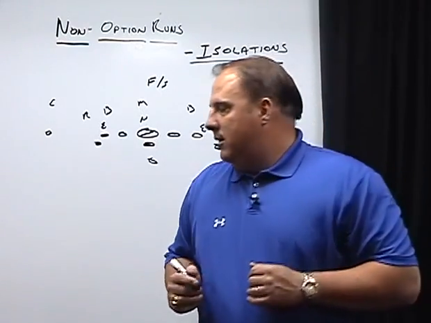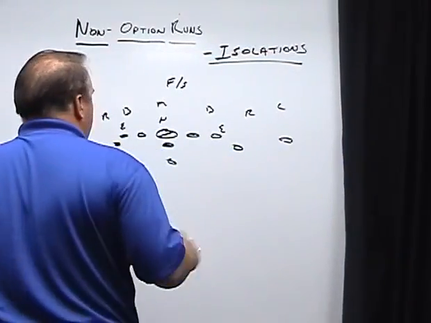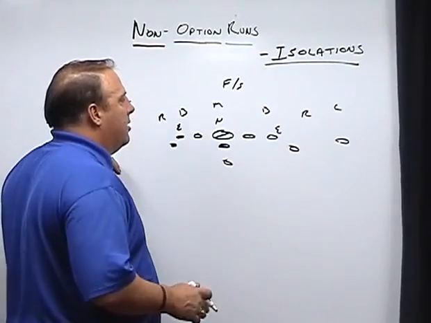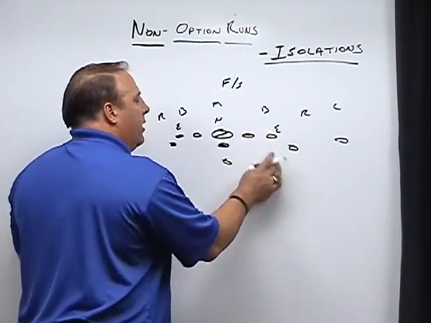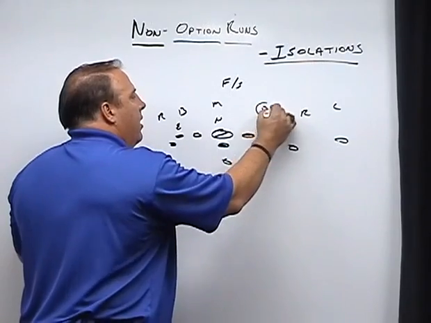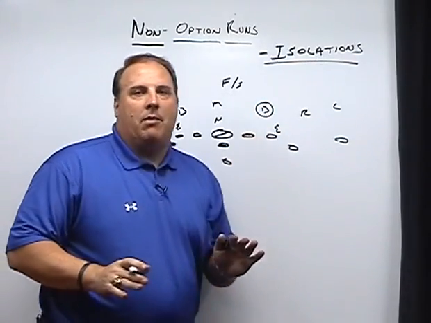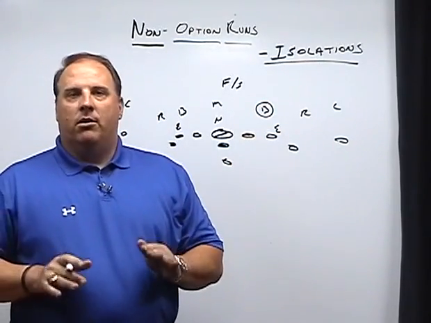Some of the basics that we always tell our guys, no matter what isolation play we're running. First of all, let's say we're running an isolation play to this side. Whoever is isolating the linebacker, we want to hit him square.